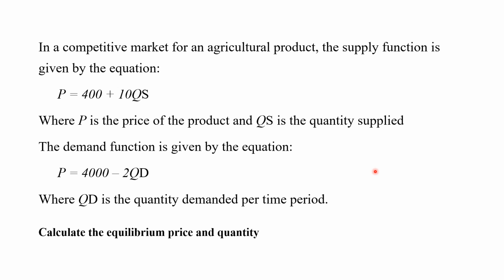So let's look at this example. In a competitive market for an agricultural product, the supply function is given by the equation P is equal to 400 plus 10 QS, where P is the price of the product and QS is the quantity supplied. The demand function is given by the equation P equals 4000 minus 2 QD, where QD is the quantity demanded per time period. Calculate the equilibrium price and quantity.